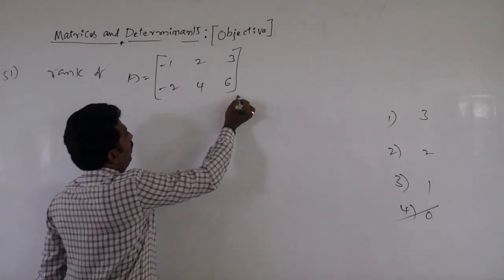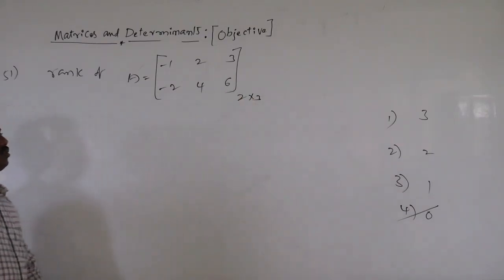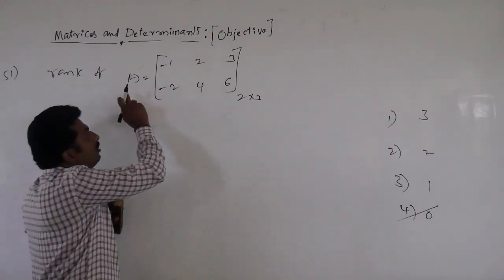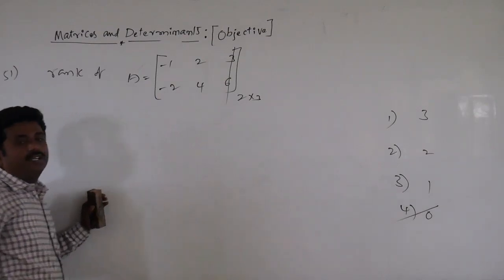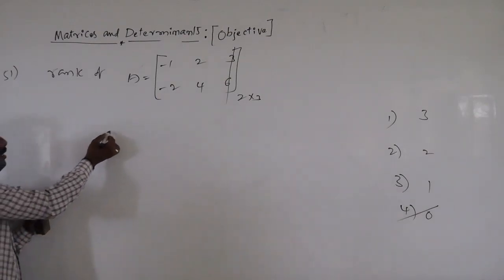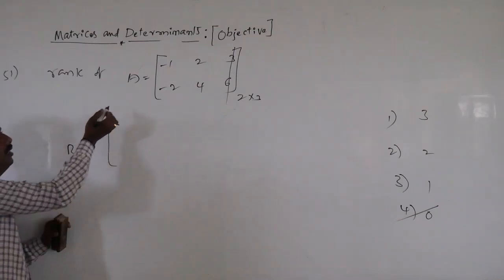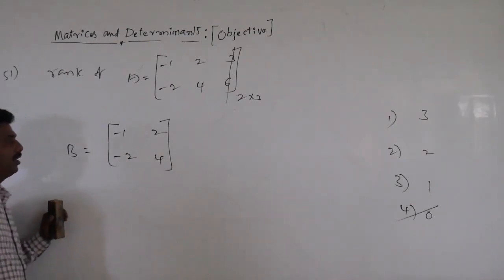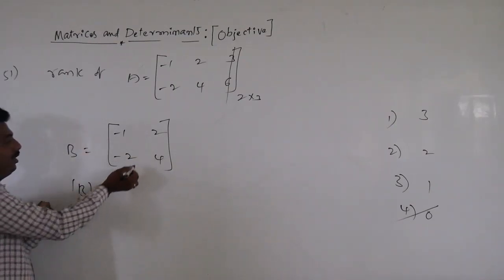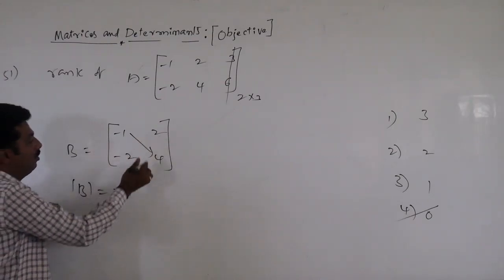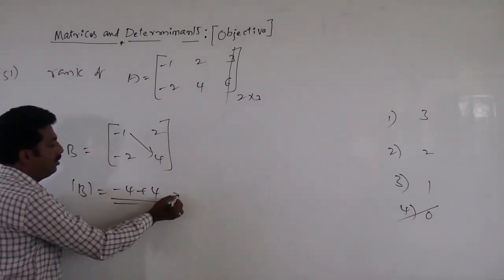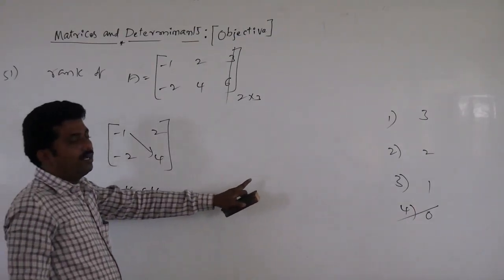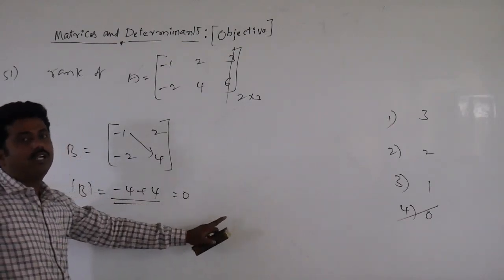This is of order 2 by 3. So we have to take a square submatrix. One submatrix is obtained by deleting the third column. This is B, I will take: minus 1, 2, minus 2, 4. What is the determinant of B? This is minus 4 plus 4, so the determinant of B is 0. I told one algorithm: if a 2 by 2 matrix is singular, then what is the rank of the matrix?